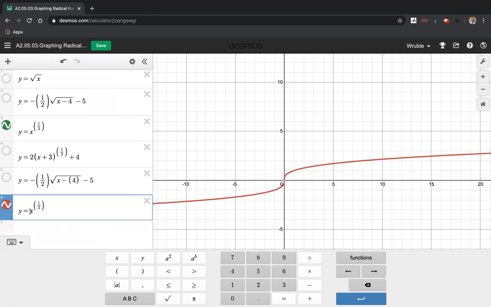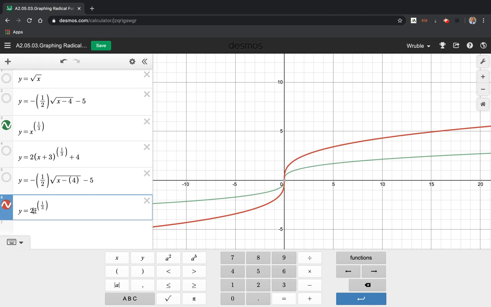So let's see what happens. All right, and we can see that it gets stretched out twice as big. Same thing if we go to 8, 2. When it's stretched that big, it's going to go up to 8, 4. So we have that all set.